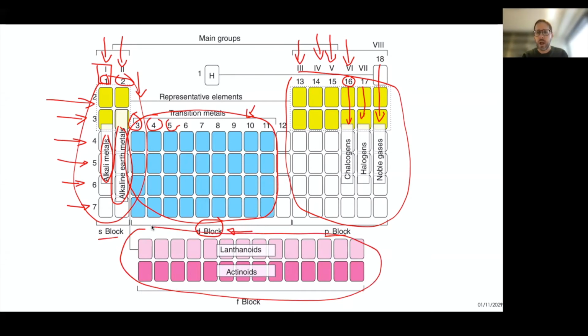Okay, so are these concepts too easy? Is this familiar to everybody?